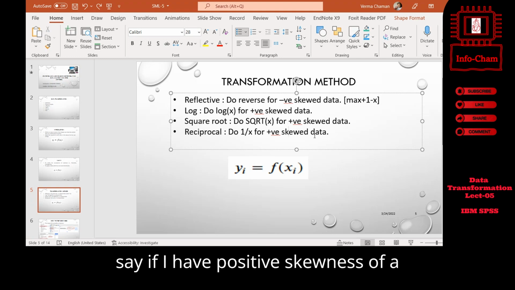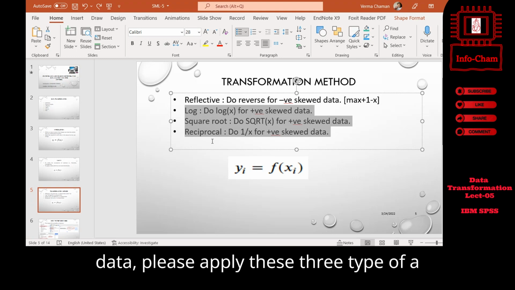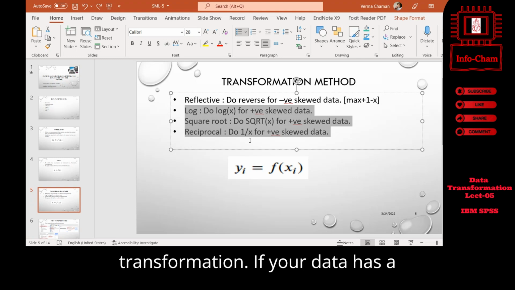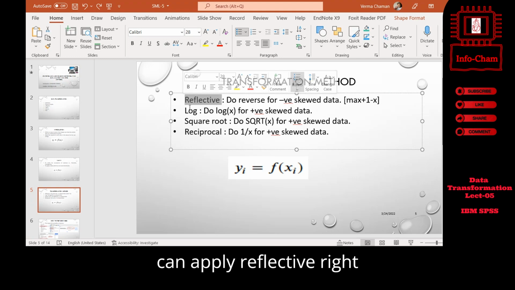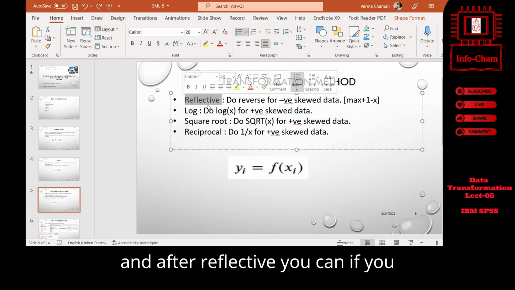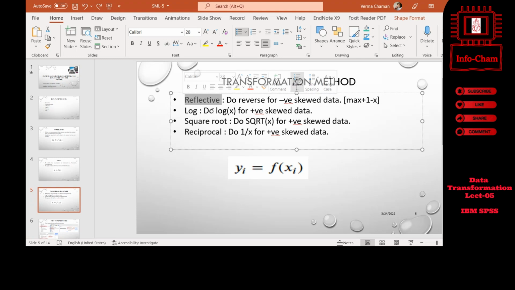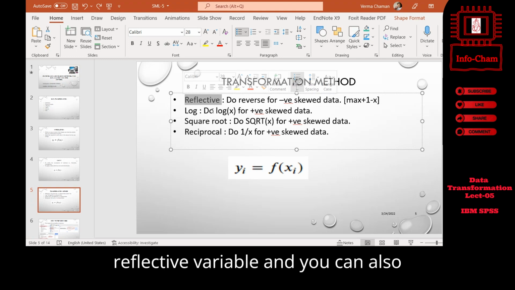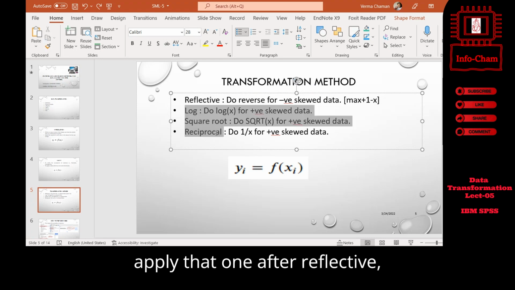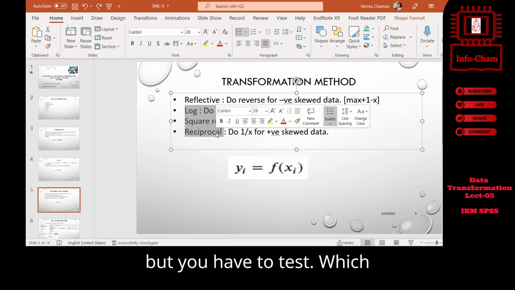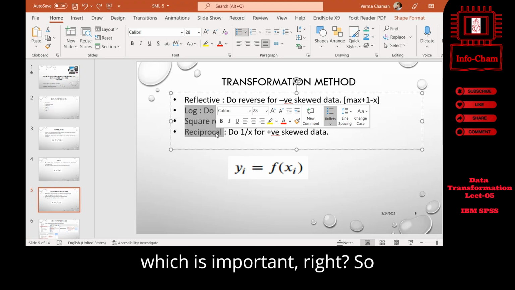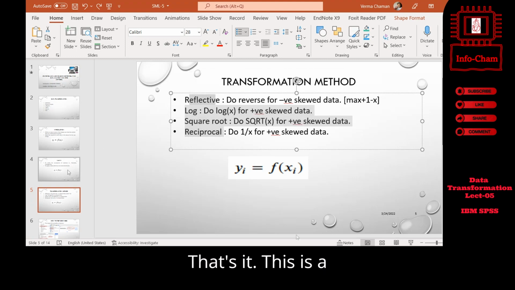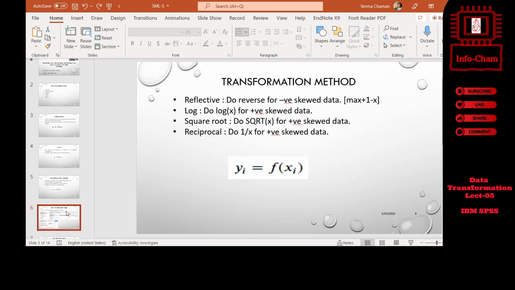So practically, if I have positively skewed data, please apply these three types of transformation. If your data has a negative skew value, you can apply the reflective transformation, and after reflective, since there will be a new reflective variable, you can also apply those. But you have to test which transformation is good for your data, which is important. So that's it. This is the formula.